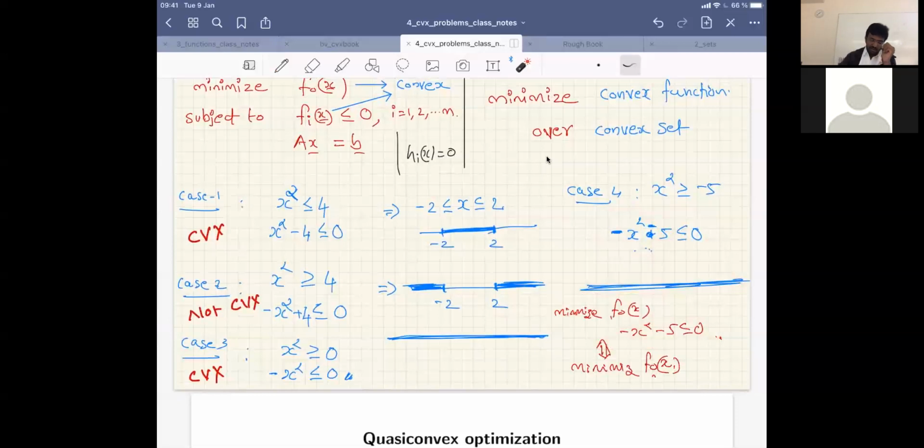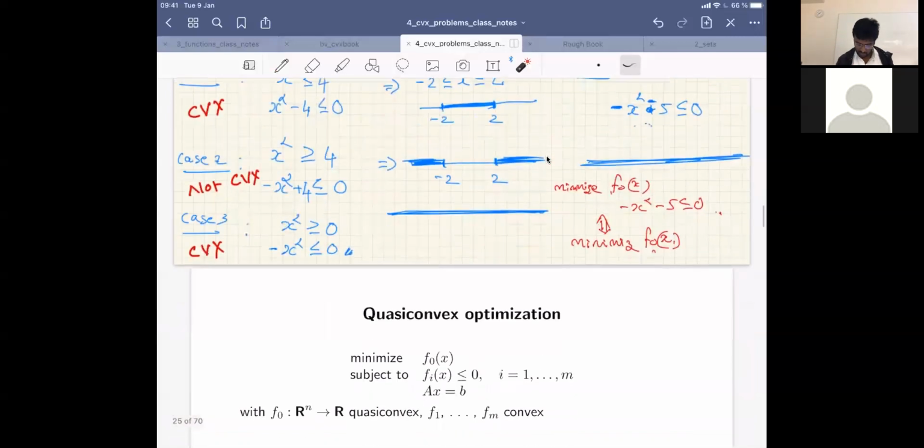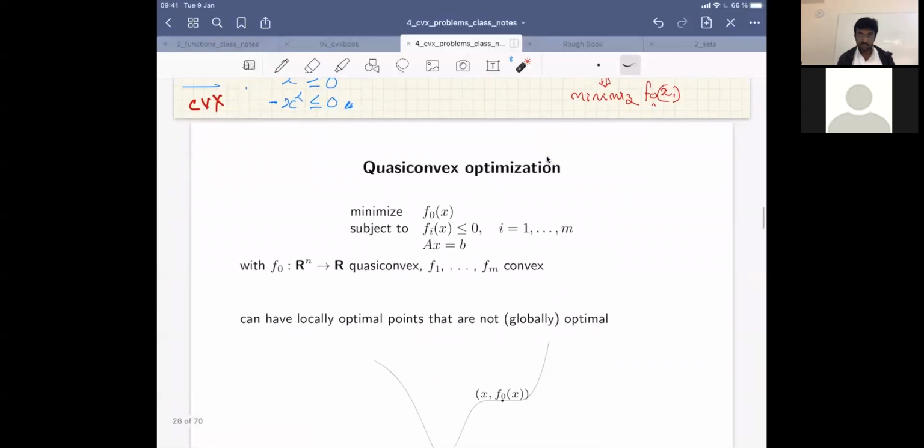But why are we introducing this kind of rule? Because it makes our life easy at many places. So keep that in mind. So let's go ahead.